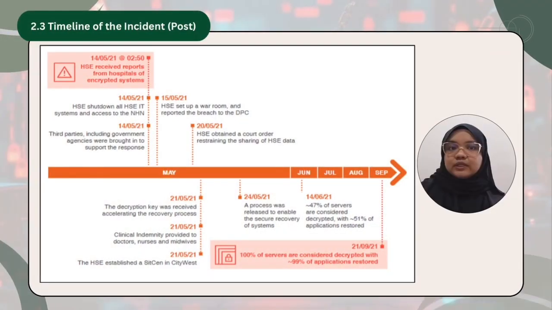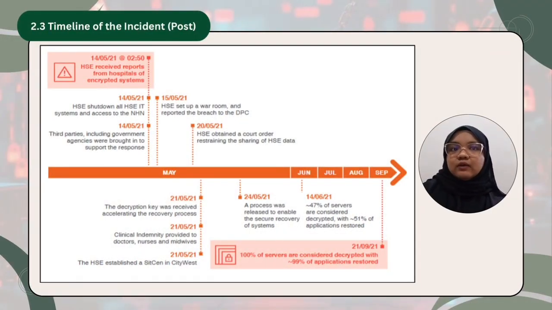Now we will continue with the post-incident timeline, which outlined the events following the execution of the ransomware on May 14. At 2:50 a.m., several hospitals began reporting encrypted systems, and in response, the HSE immediately shut down all its IT systems and disconnected from the national health network. After that, by May 15, a war room was established to coordinate emergency response, and the breach was formally reported to the Data Protection Commission.